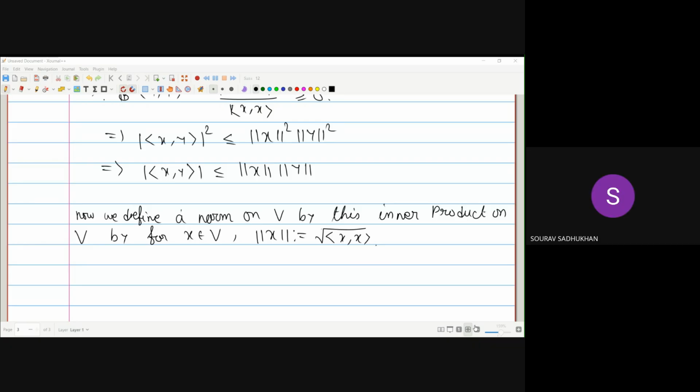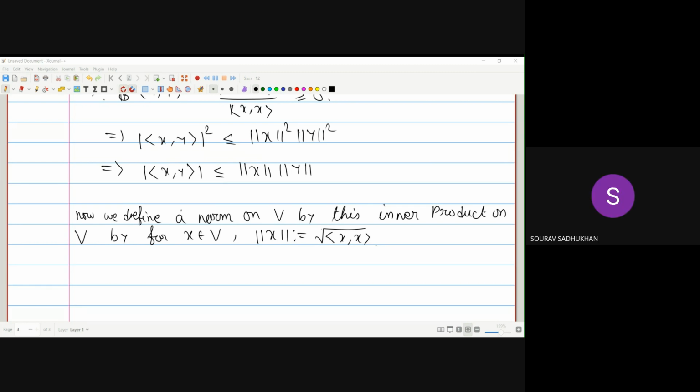Now the norm of alpha x equals the square root of the inner product of alpha x comma alpha x, which equals the square root of mod alpha squared into the inner product of x comma x. So it equals mod alpha times the square root of x comma x, which equals mod alpha times norm x.